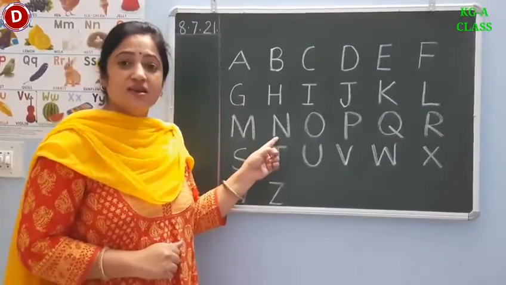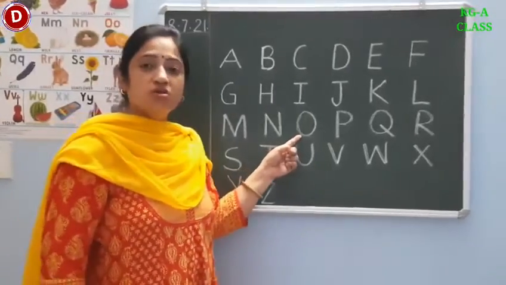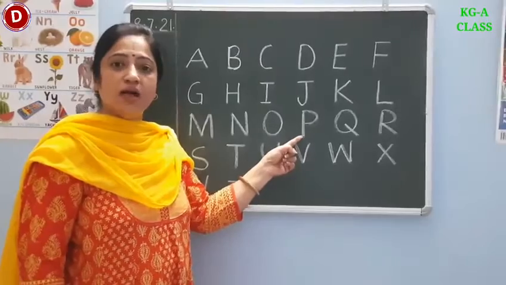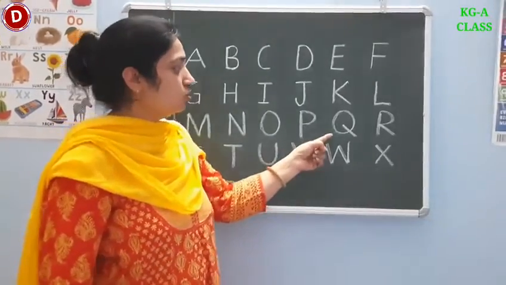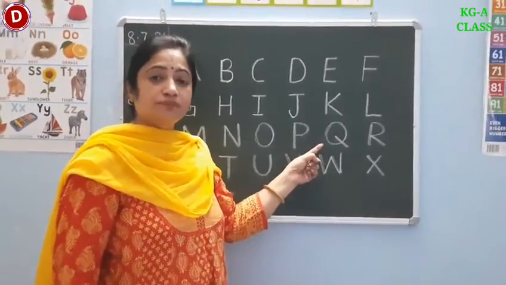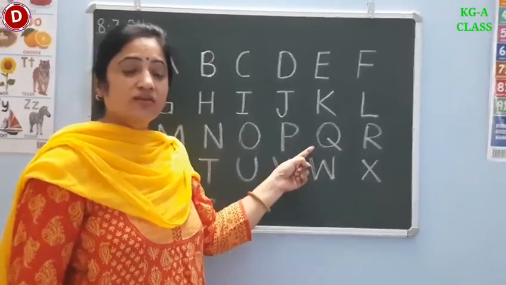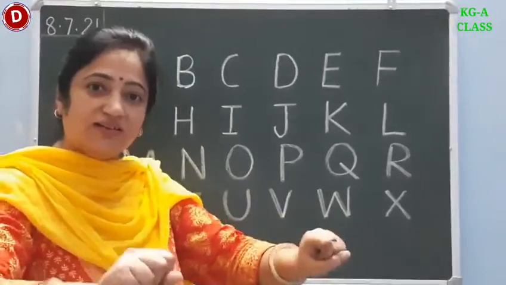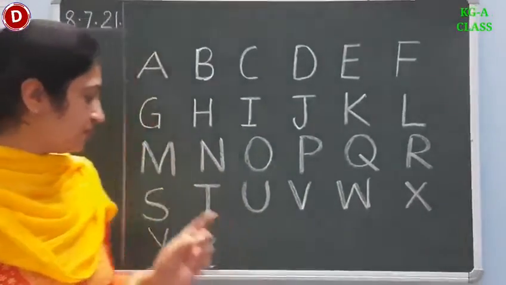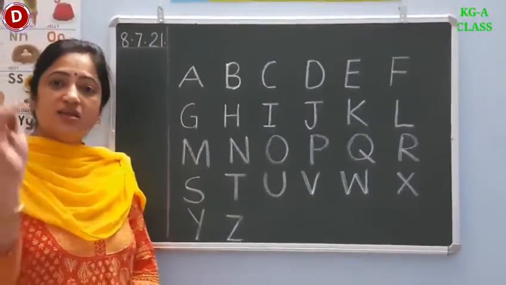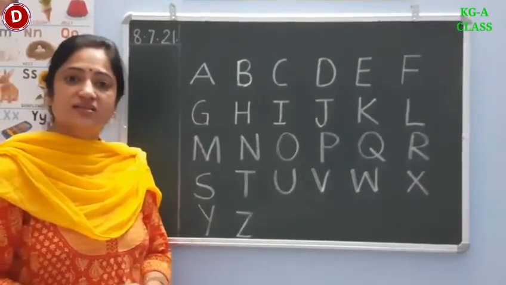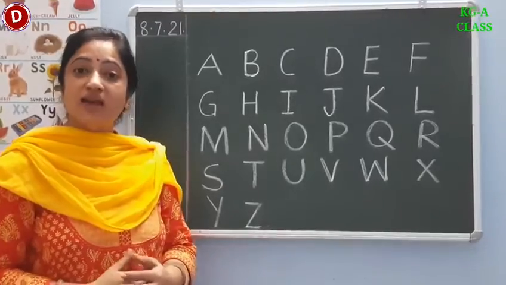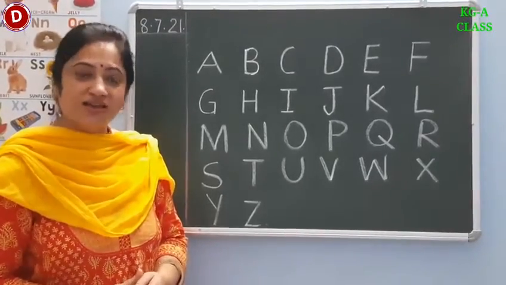So N says Now children, O says O as orange. P says P as parrot. Q says Q as queen. The sound of Q is Q. R says R as rabbit. S says S as snake. T says T as telephone, as tiger.